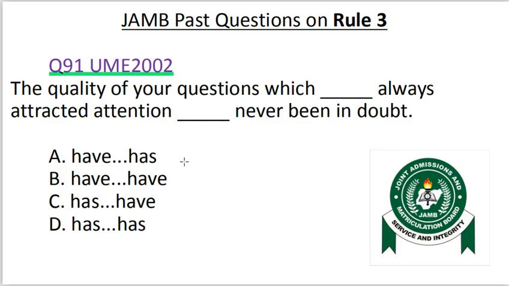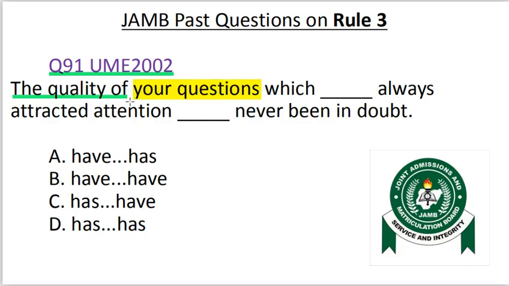Before we find the answer to this question, I want to let you know that this question does not begin with one of, none of, neither of, or either of. But then the question still falls within those questions that have the same rule. The same rule still applies to this particular question. Now let me explain. The question says the quality of your questions. Take note, the quality is a singular subject. Of your questions, questions is a plural noun. Now it's just like saying one of your questions.